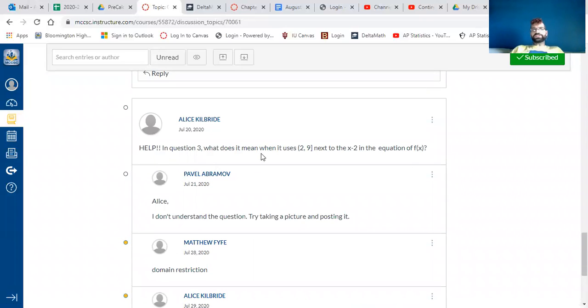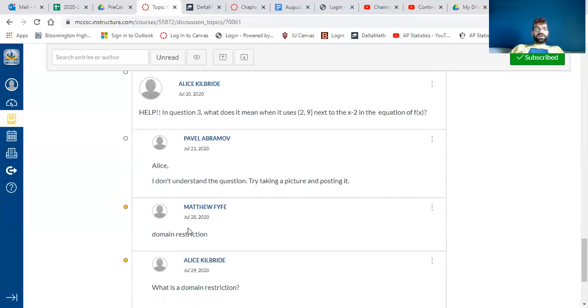And finally, here's another example. Help in question 3, what does it mean when it takes 2, 9 bracket next to the x minus 2 in the question of f of x. Someone clearly could have a question that needs help, but try to be a little bit more specific. So my response here is, I don't understand the question, try taking a picture and posting it. In one of the other videos, we talked about how you can post a picture of your question. That is perfectly fine. Basically, if you have a question, try to be clear about it. And same thing with these responses.